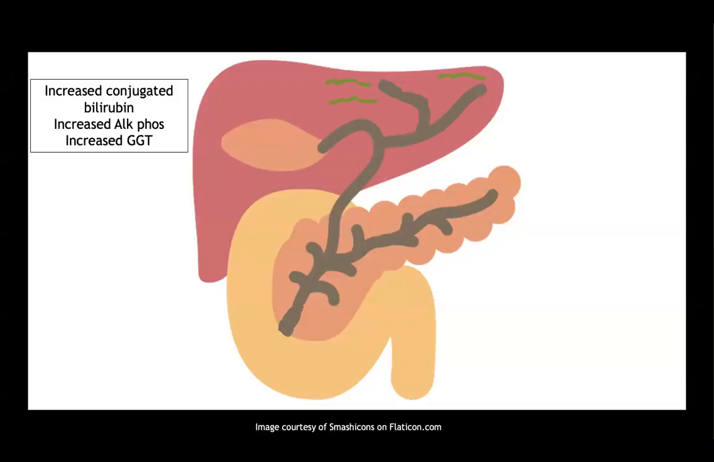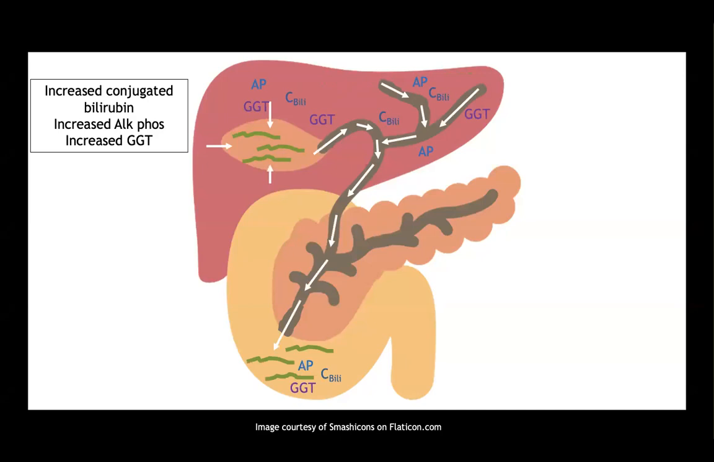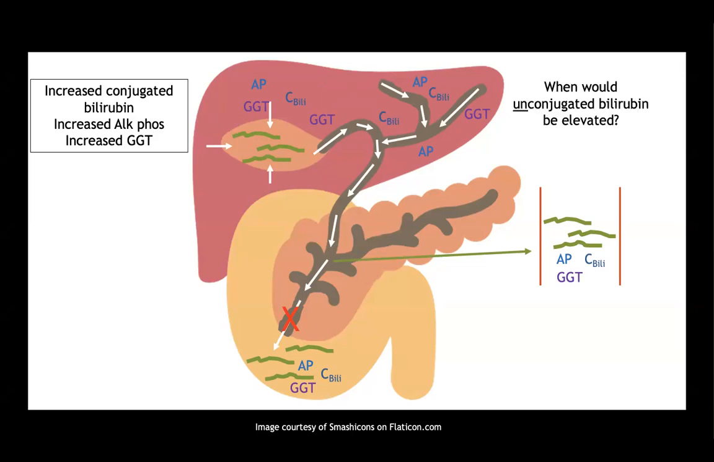So as we know, bile is created in the liver, and bile contains all of these other components to it. And all these components can ultimately drain into our gut. And if there's an obstruction, these can all leak out into our bloodstream, and we'll detect it as elevated alk phos, GGT, and C-bili.